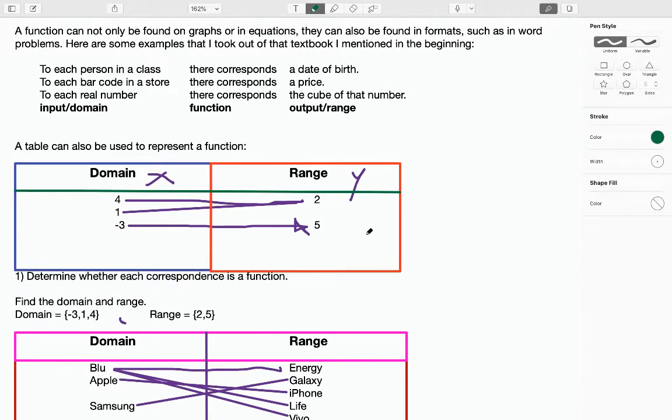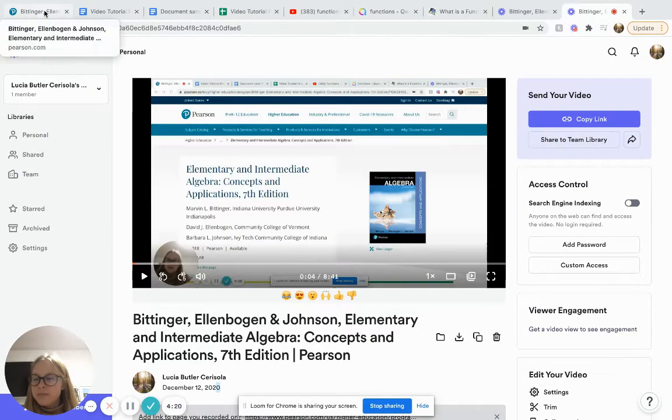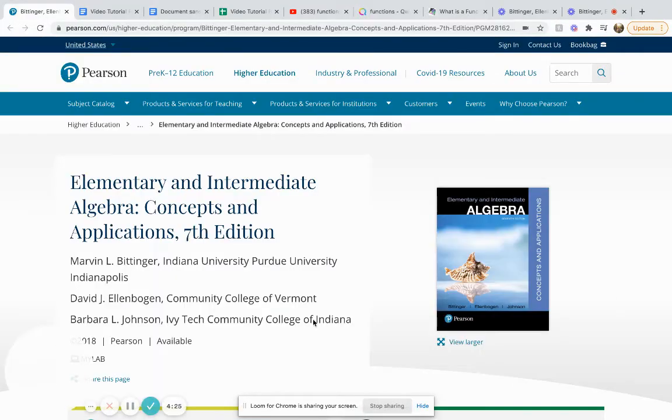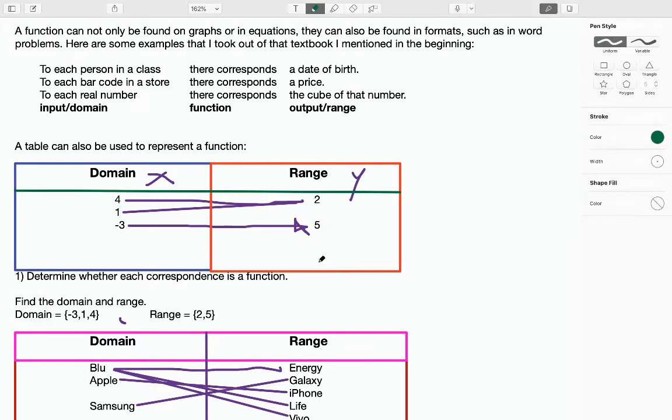Okay, a function can not only be found on graphs or in equations, it can also be found in other formats, such as in word problems. Here are some examples that I took out of the textbook that I mentioned in the beginning of the last video. So basically, for the sake of referencing things, it's this. Great. So here are the examples. You can read them so that my voice doesn't eventually break from speaking so much.